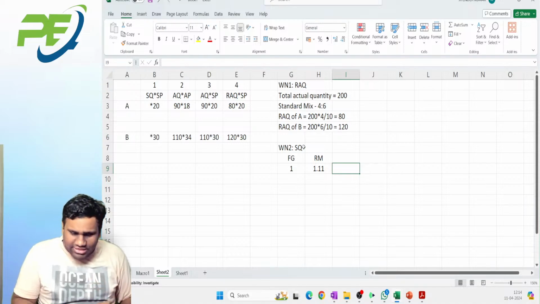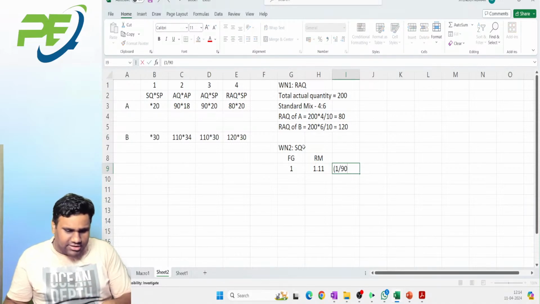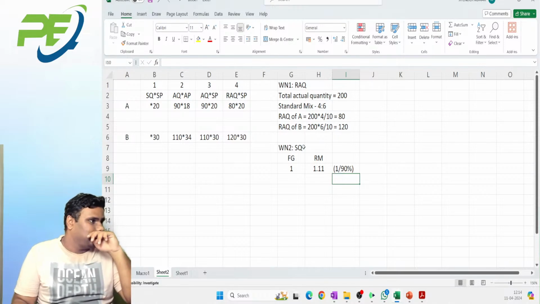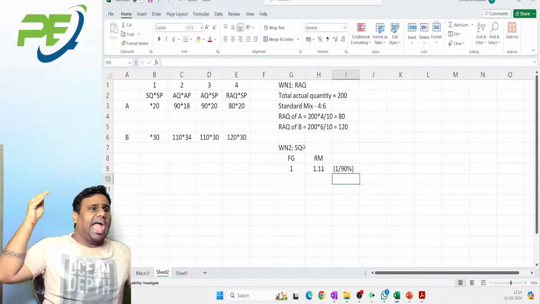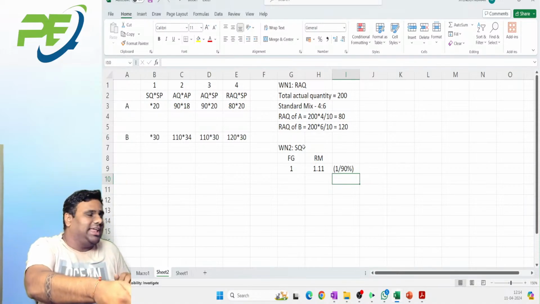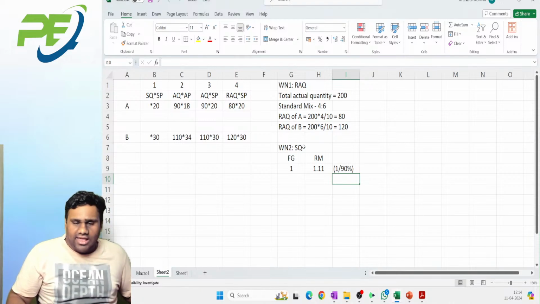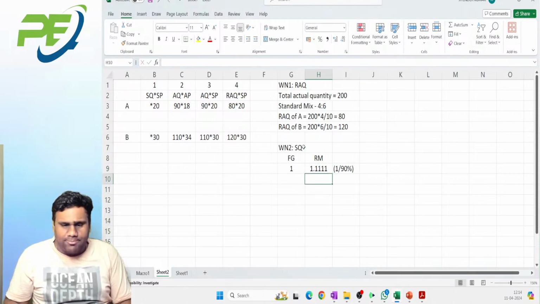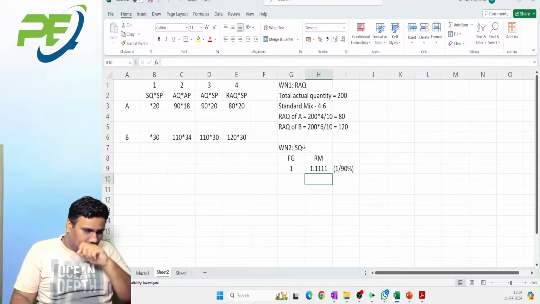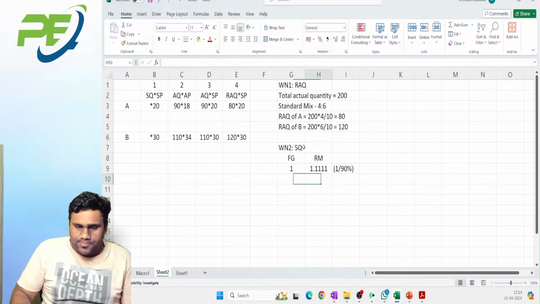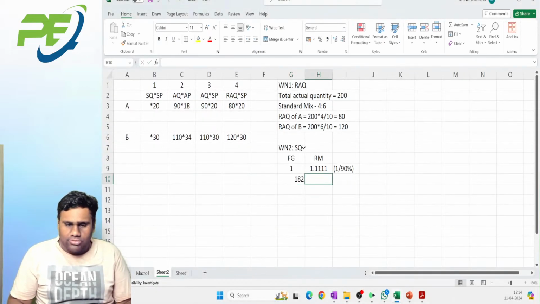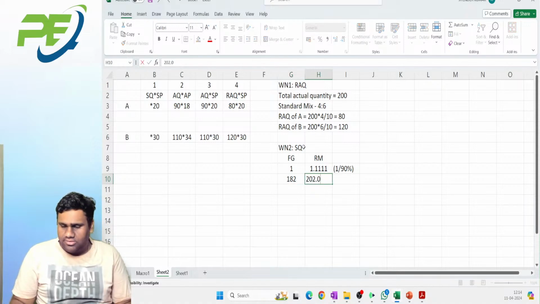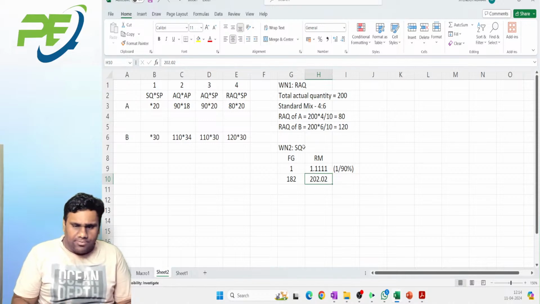So how did you calculate it? Very simple. 1 divided by 90%. In short, if I have 1.11 kg of raw material, my finished goods will be 1 kg. To have a clearer and more correct picture, I am taking up to 4 decimals. Now my finished goods is 182. Cross multiply and finish. 202.02. Now is this for A or B?